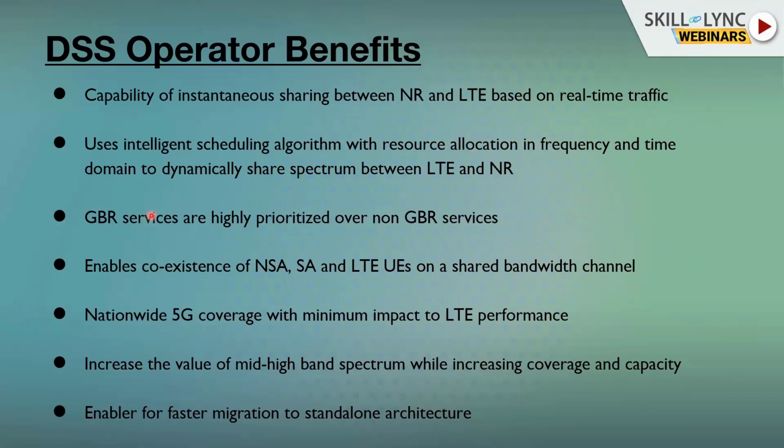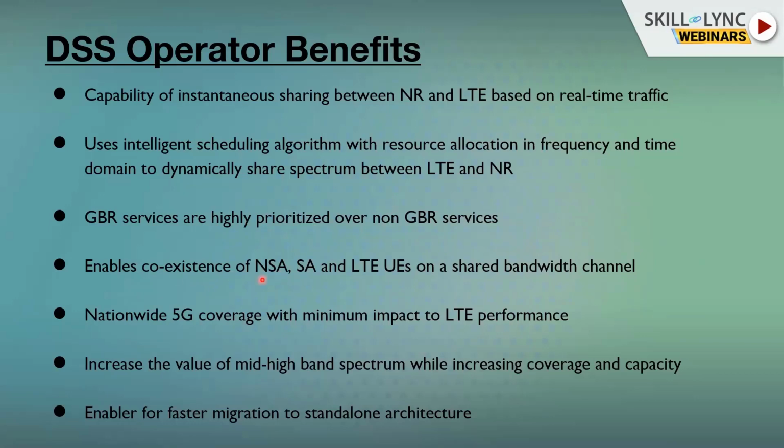Also, GBR versus non-GBR. GBR are your guaranteed bitrate services. Especially if you look at your IMS or your emergency VoLTE services, they have higher priority than non-GBR, like packet data. So we want to be able to do this sort of QoS prioritization, or priority scheduling, between GBR and non-GBR traffic. So DSS accommodates for that. For your emergency voice, you definitely need your GBR services running.